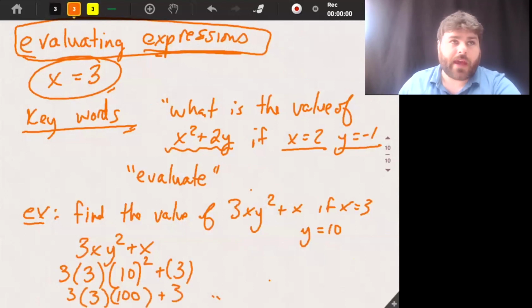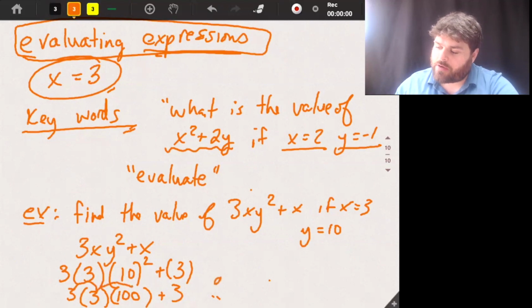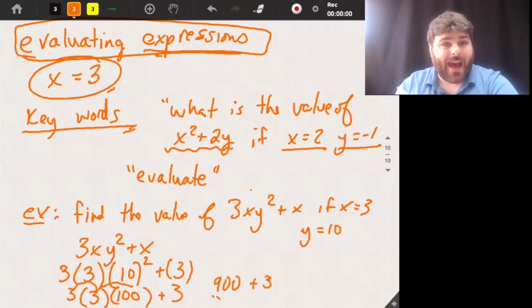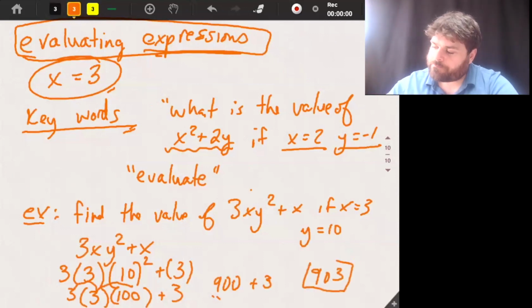Now I should do multiplication. That would be the next thing. Remember, left to right. So 3 times 3, which is 9, times 100 is 900. And then I have that plus 3 at the end. My last step is going to be to add. 900 plus 3 is 903. So that would be your answer.